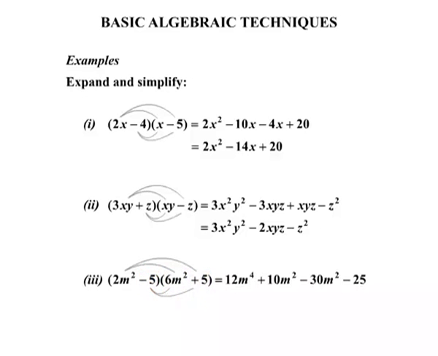Alright, looking to collect like terms, 12m to the 4, there's no other m to the 4, so that's it. 10m squared minus 30m squared will be minus 20m squared, and we finish off with minus 25. Terrific.